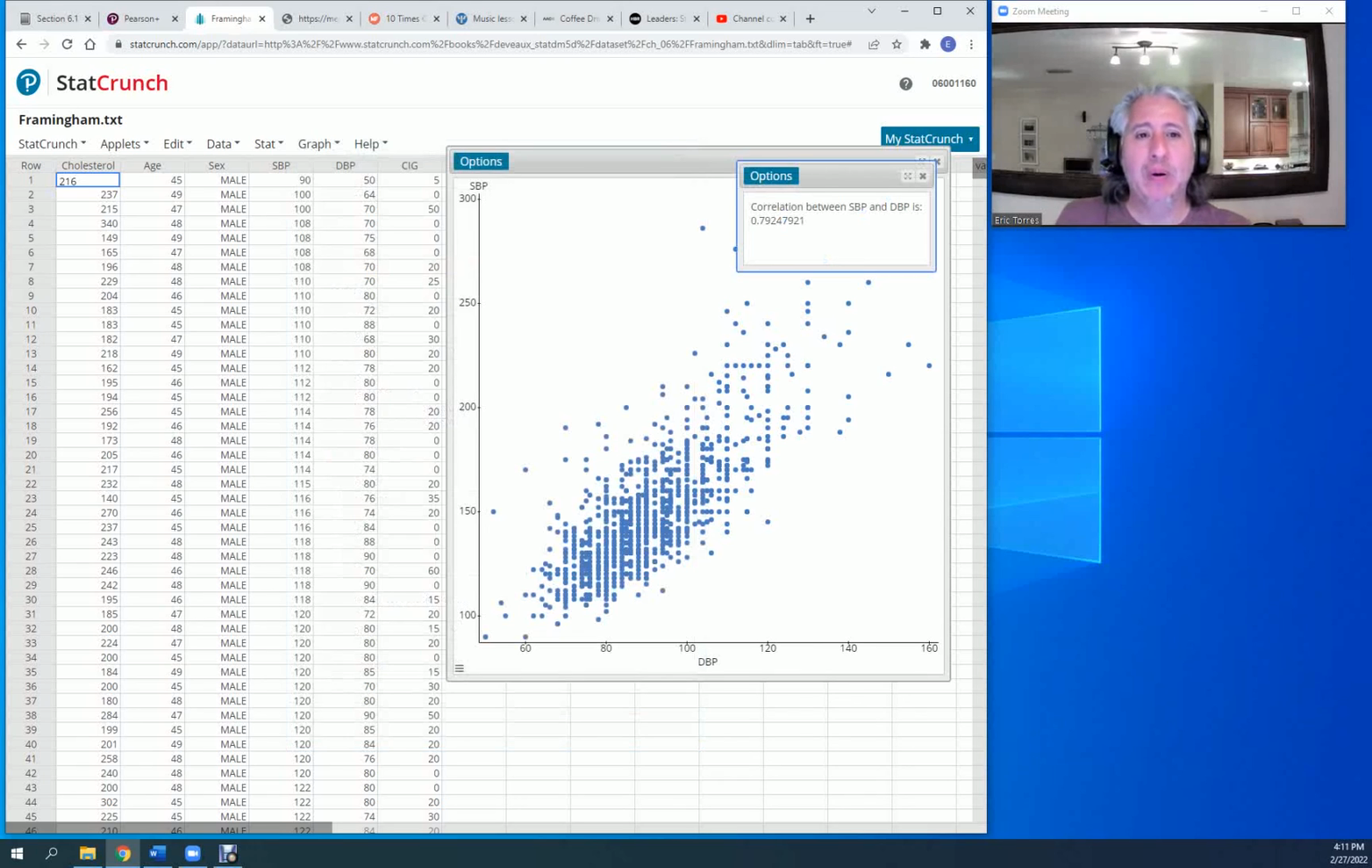And again, our correlation coefficient is 0.79247921, which is extremely accurate. So we have a very strong linear correlation on this set of data here.